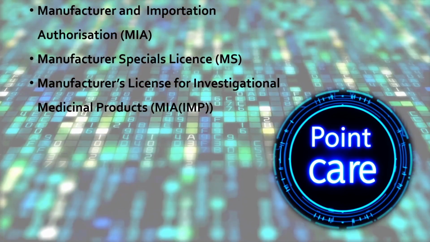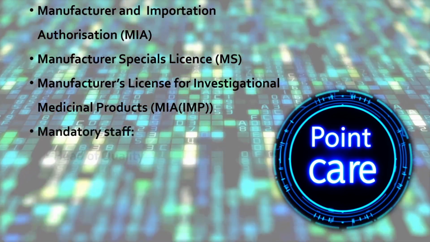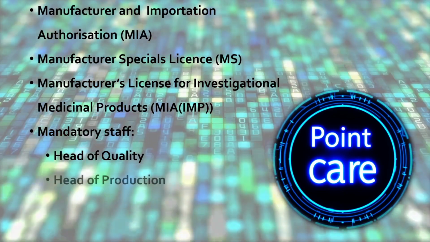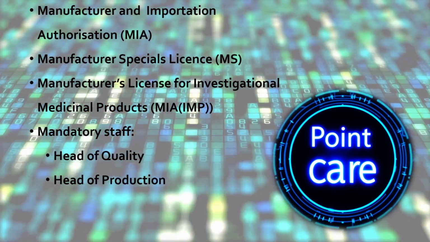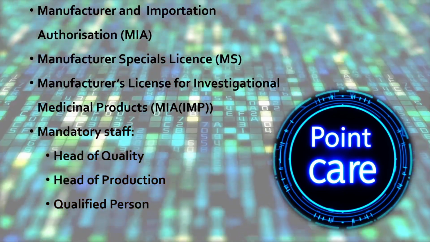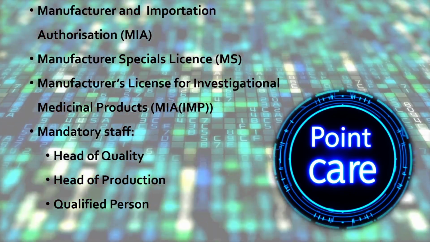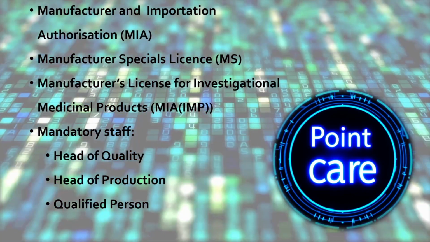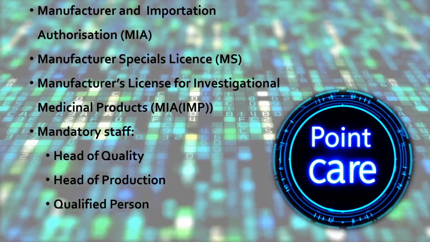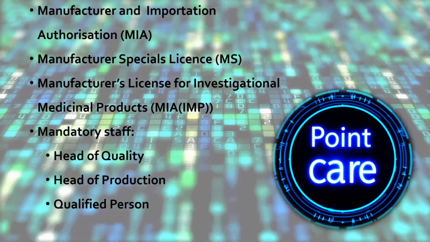This ensures that clinical trials are conducted ethically and that patient safety is prioritized. Additionally, key personnel must be in place, such as the head of quality, head of production, and for licensed products or IMPs, a qualified person. These roles ensure that all processes adhere to regulatory standards and that the quality of the medicines is maintained. Check out our other videos on key roles in pharmaceutical manufacture to find out more.